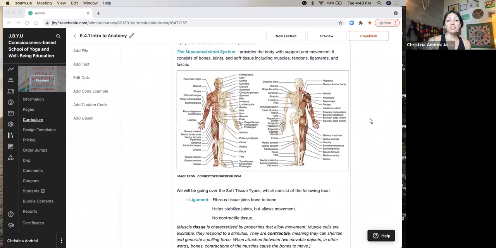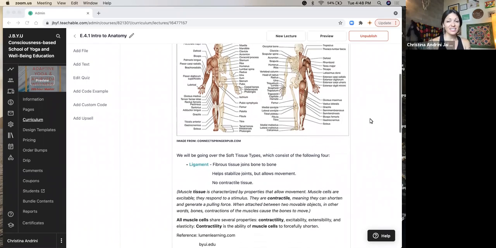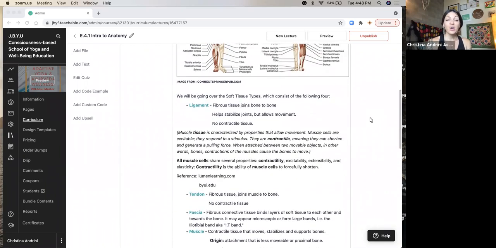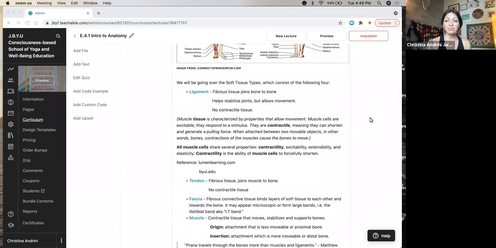We'll come into the musculoskeletal system, which we'll just quickly go over, and then we'll dive right back in. The musculoskeletal system provides the body with support and movement. It consists of your bones, your joints, and soft tissue, including muscles, tendons, ligaments, and fascia. This is also the Annamaya Kosha, in reference to it, as a side note bonus. We will be going over the soft tissue types, which consist of the following four. Here we have the ligament, we have the tendon, fascia, and muscles.